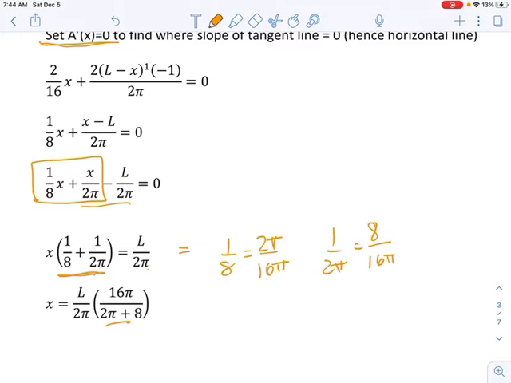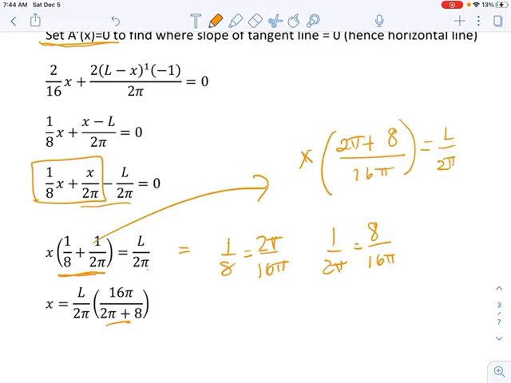So I could rewrite this as x times (2 pi plus 8) divided by 16 pi, and that's going to be equal to L over 2 pi. Now, I want to multiply by the reciprocal of this to both sides. So that's where this comes from. That's the reciprocal. So we end up with x equal to this value here.